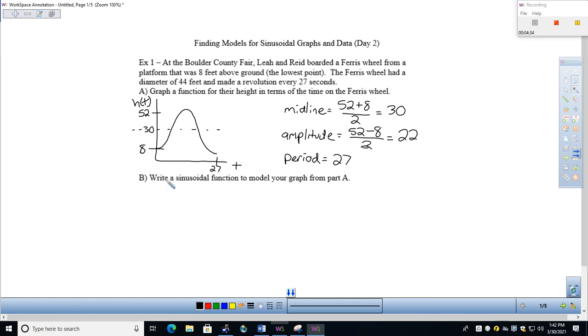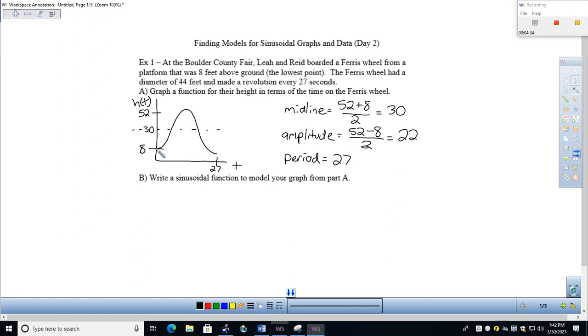All right, the only thing I would say is when we do write a sinusoidal function to model the graph, the first thing we want to at least decide is, do we want to use sine? Do we want to use cosine? Do we want to use a negative in front of the cosine? Those were the three scenarios that we've looked at thus far.